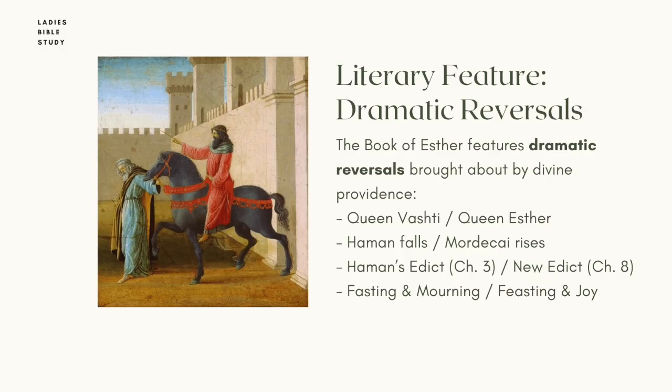So some examples we're going to see are Queen Vashti and then Queen Esther. We're going to see that reversal. We're going to see Haman fall and Mordecai rise. We're going to see the first edict that goes out for Haman, that's destroy all the Jewish people. And then we're going to see this new edict that's allowing them to defend themselves. And then we're going to see this contrast between fasting and mourning because of the one edict. And then we're going to see feasting and joy at the end of the book in chapter 9 and 10.